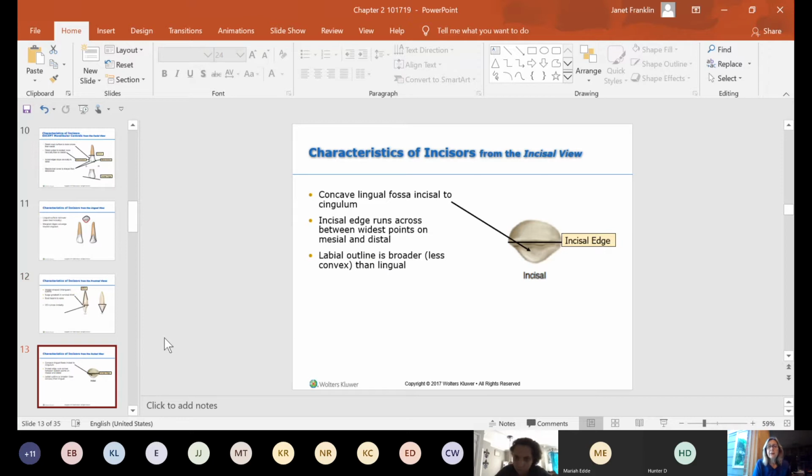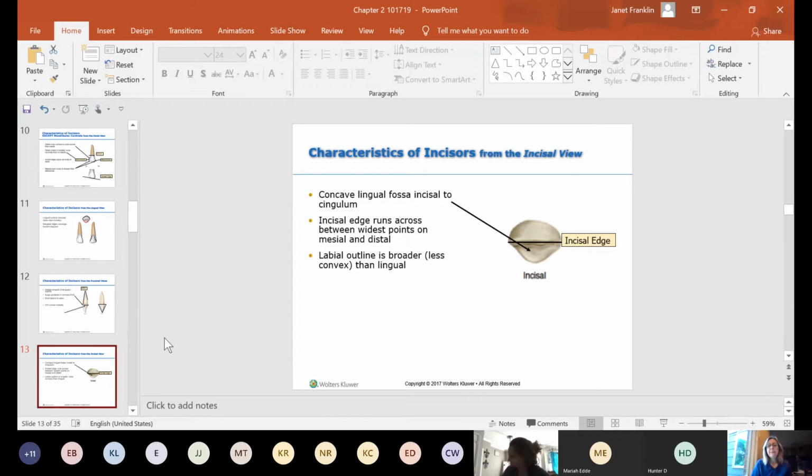There's a concave lingual fossa incisal to the cingulum. So if you took your tongue and you found the cingulum on your lateral incisor, right after you get off of the cingulum and onto the enamel surface, there's a little concave fossa there, fossa being a depression or an indentation. It dips in a little bit right there. And your incisal edge runs across between the widest points on the mesial and distal, so that your incisal edge is that wide part between the mesial and distal.